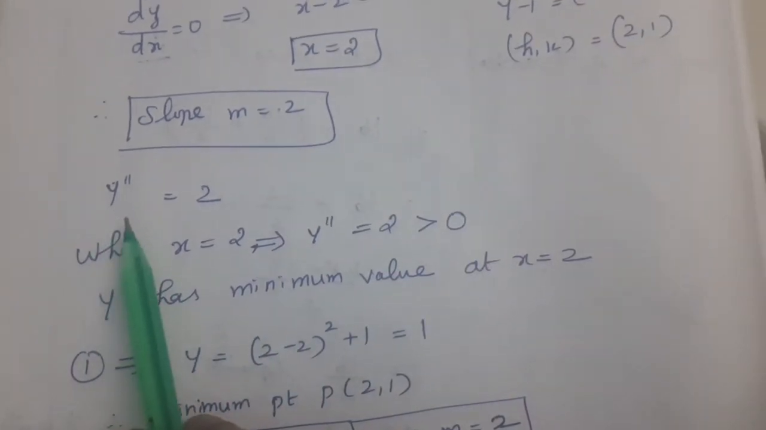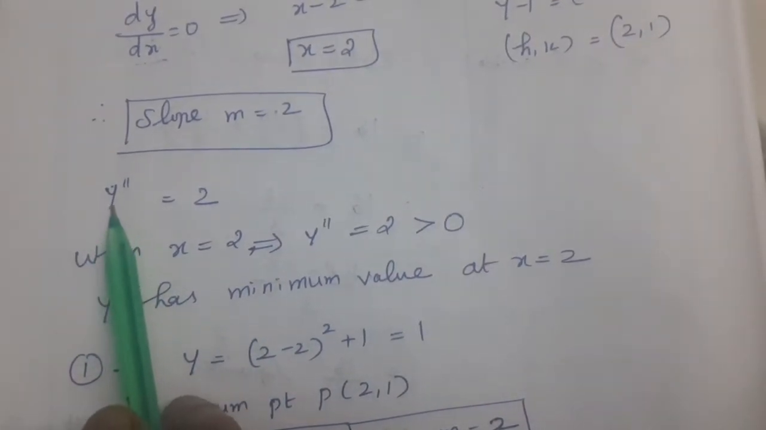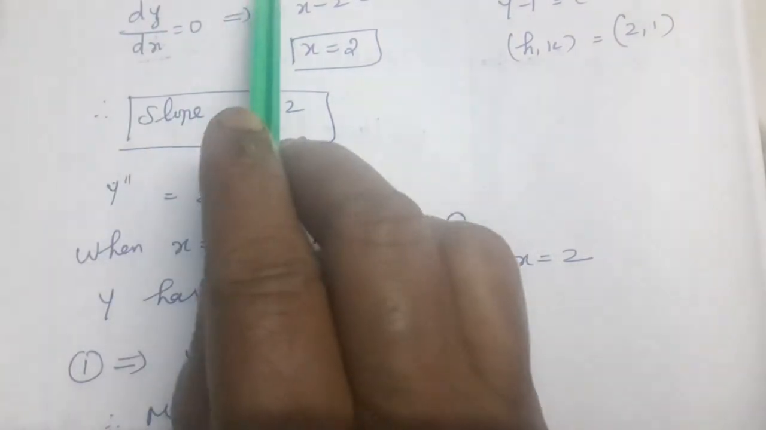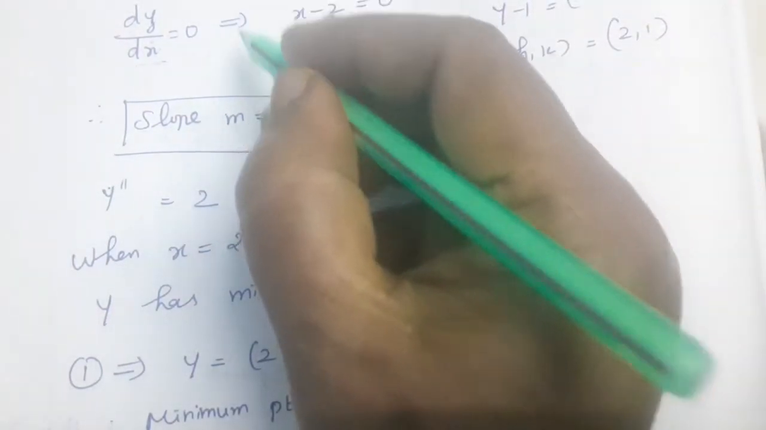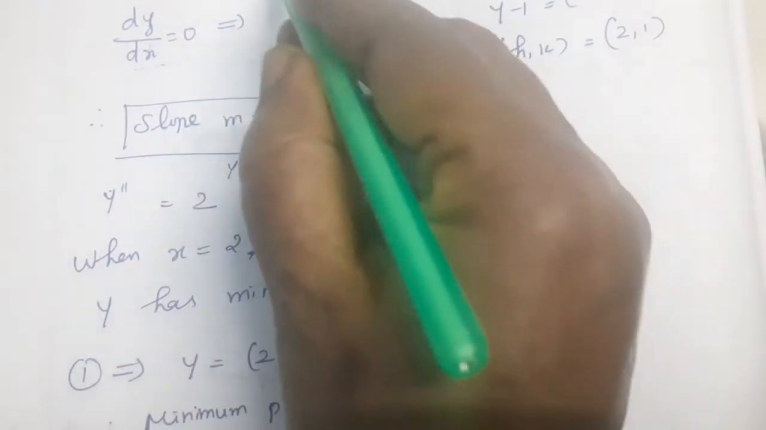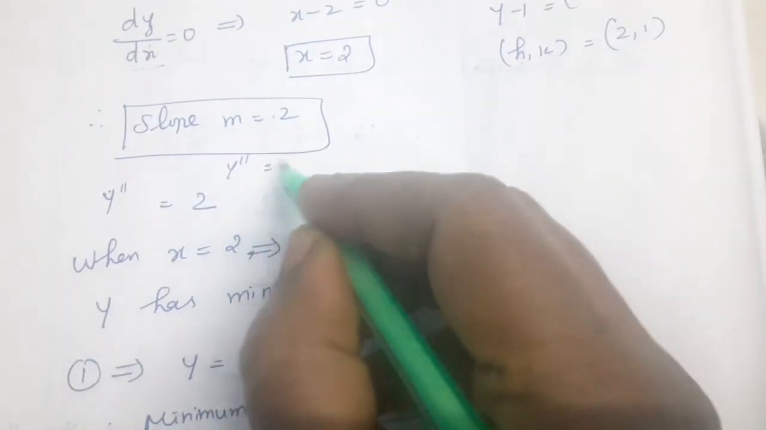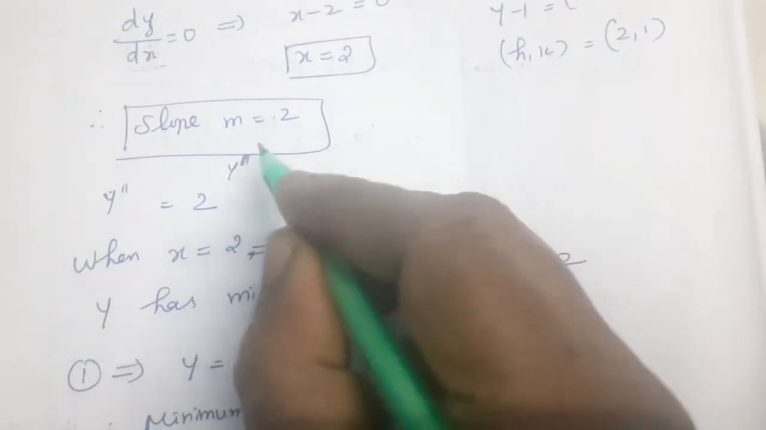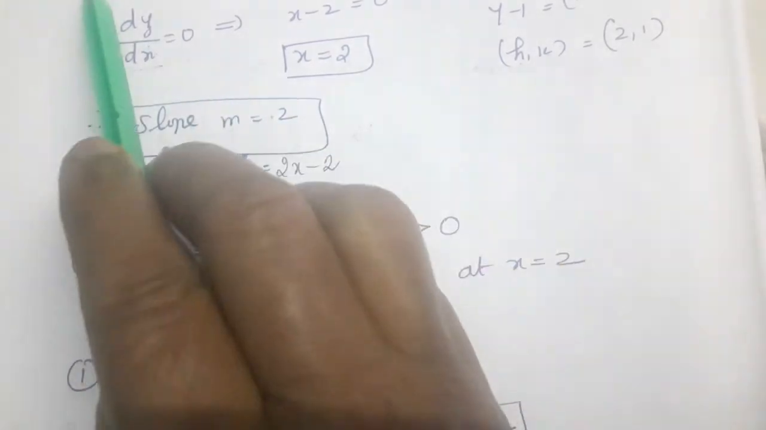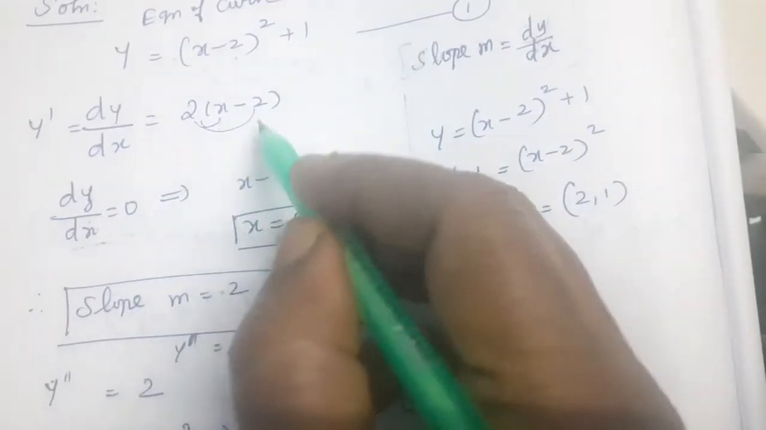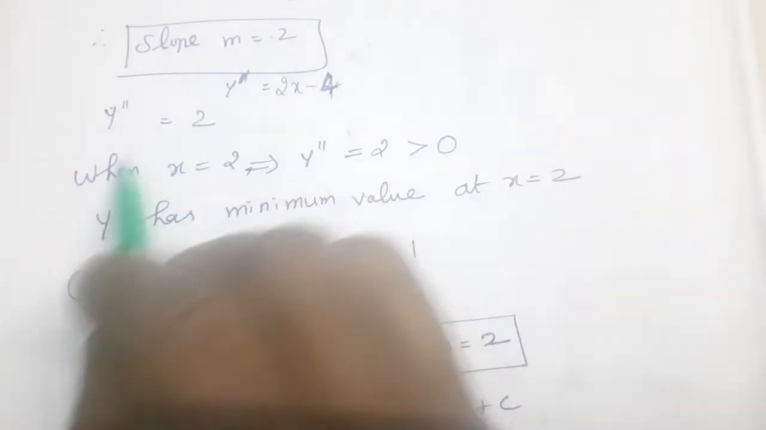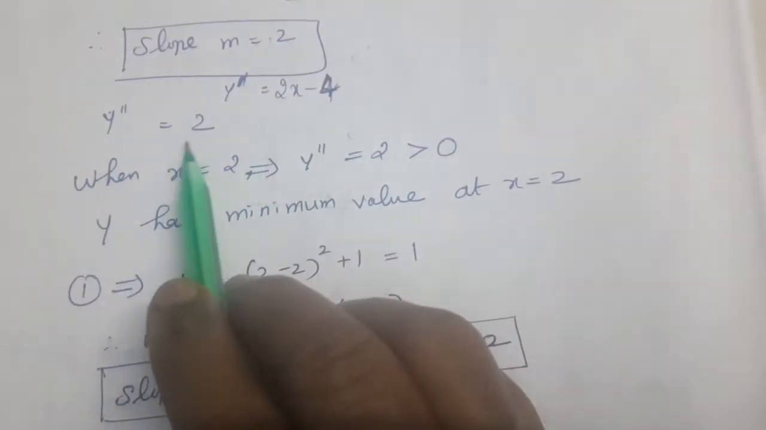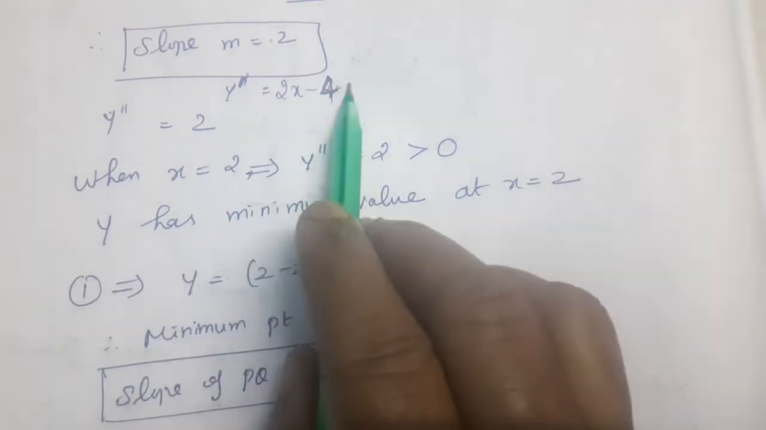Again find the second differentiation. After differentiating, what is y double dash? We have y dash equal to 2 into (x minus 2), which we rewrite as 2x minus 4, since 2 twos are 4. Now this is y dash. Differentiate again: 2x is differentiated to become 2. So y double dash is 2. The constant term becomes 0.